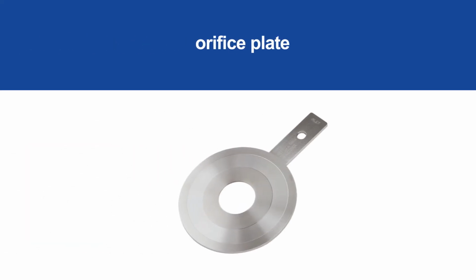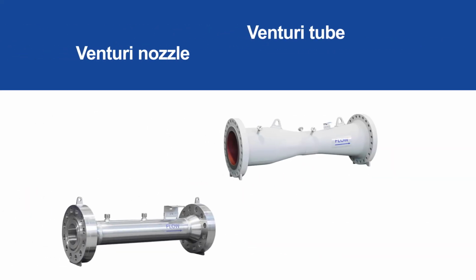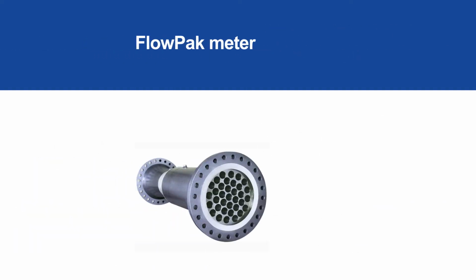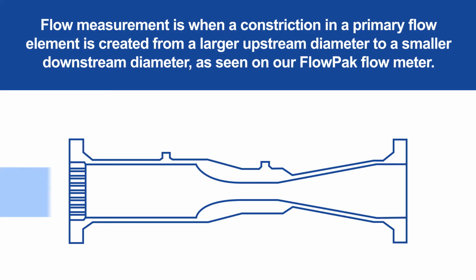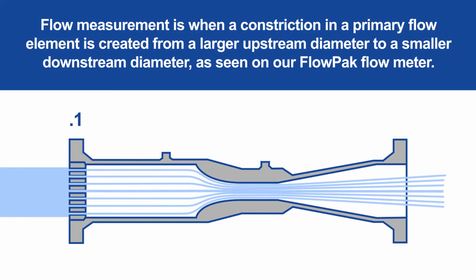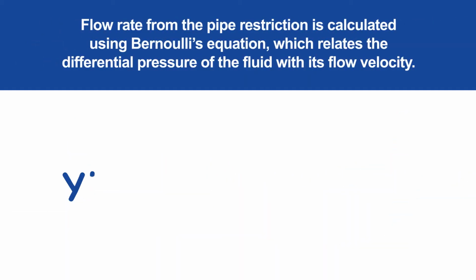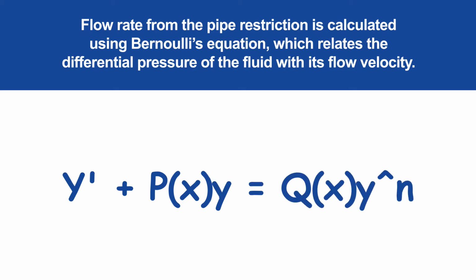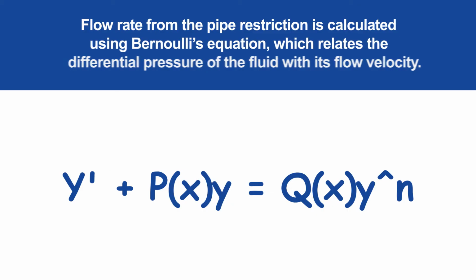Flow measurement is when a primary flow element, such as an orifice plate, flow nozzle, venturi tube, venturi nozzle, or our high-accuracy flow pack meter, creates a constriction from a large upstream diameter, D1, to a smaller downstream diameter, D2. This constriction in a pipe causes a pressure drop that is proportional to the square of the flow rate. Using Bernoulli's equation, it becomes possible to relate the differential pressure of the fluid with its flow velocity.